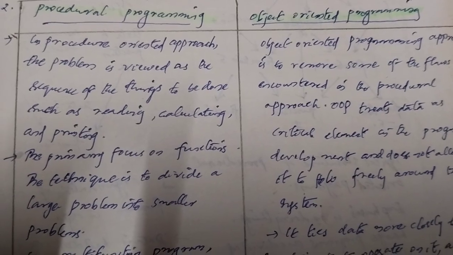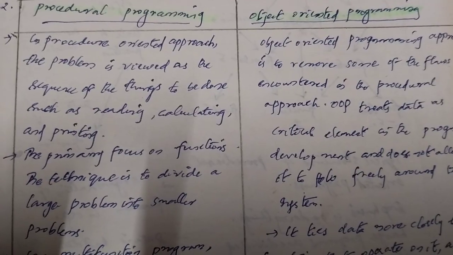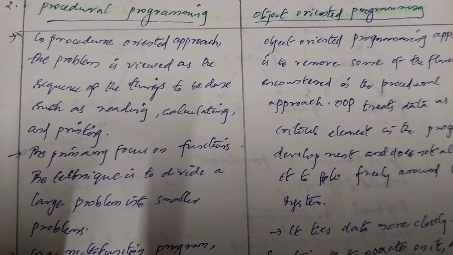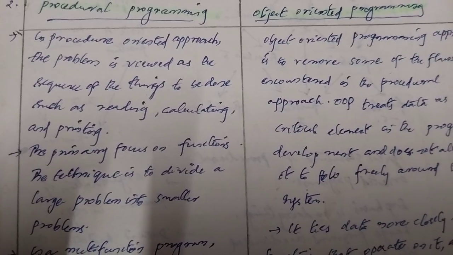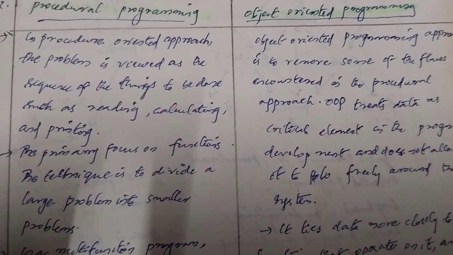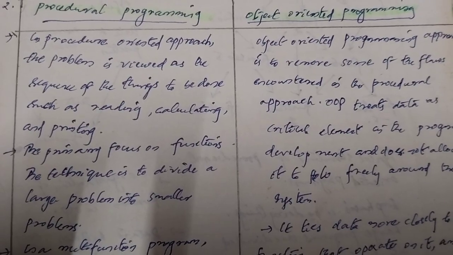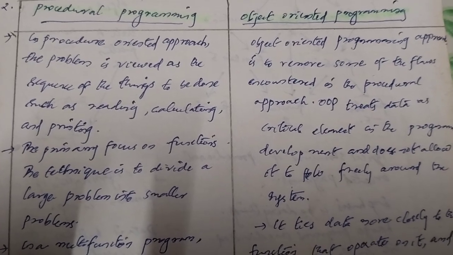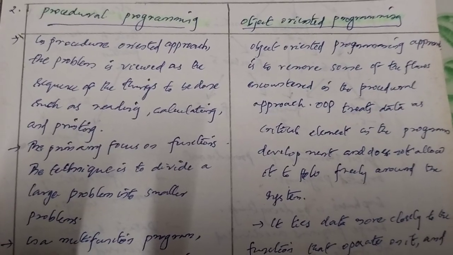Procedure-oriented programming, object-oriented programming. Procedure programming. In a procedure-oriented approach, the problem is viewed as a sequence of things to be done, such as reading, calculating, and printing. The object-oriented programming approach removes some of the flaws encountered in the procedural approach, which treats data as a critical element in program development and does not allow it to move freely around the system.